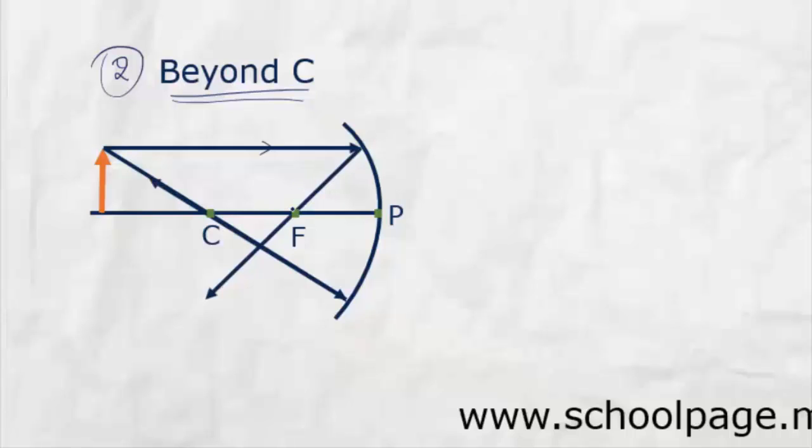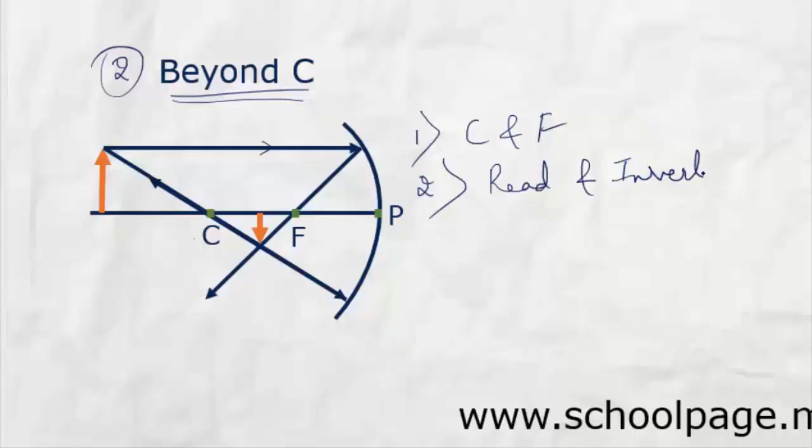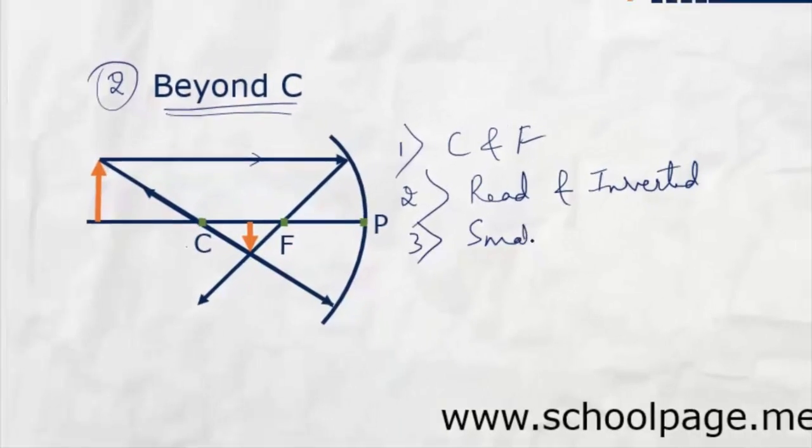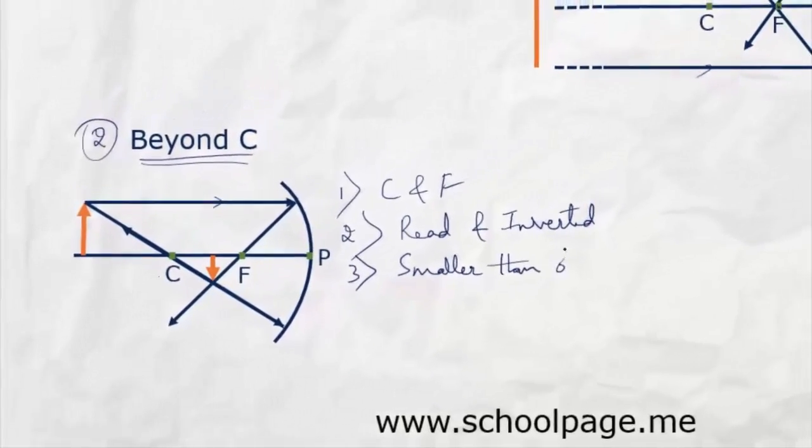So this reflected ray is passing through the focus and this reflected ray has retraced its path. So these two reflected rays are meeting at a point between the center of curvature and focus. So the image of the object will be formed here. So when the object is placed beyond the center of curvature of a concave mirror, the position of the image formed is between center of curvature and focus. The nature of the image obtained is real and inverted. The size of the image formed is smaller than the object.